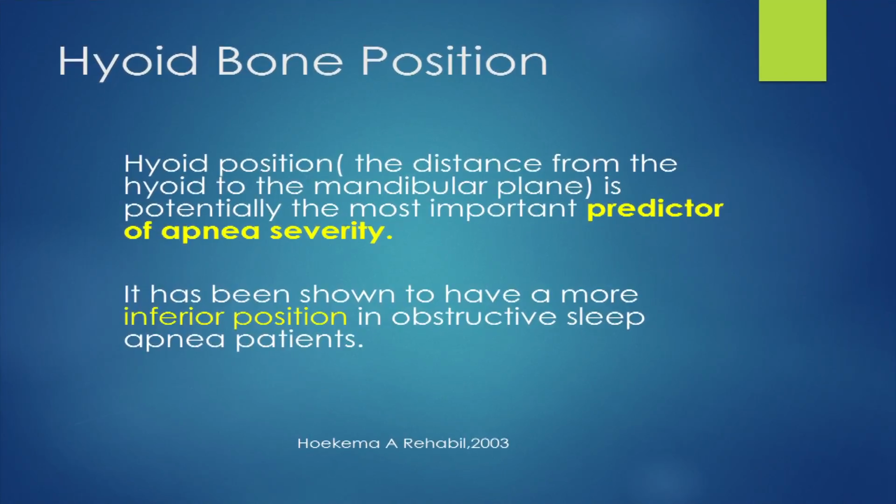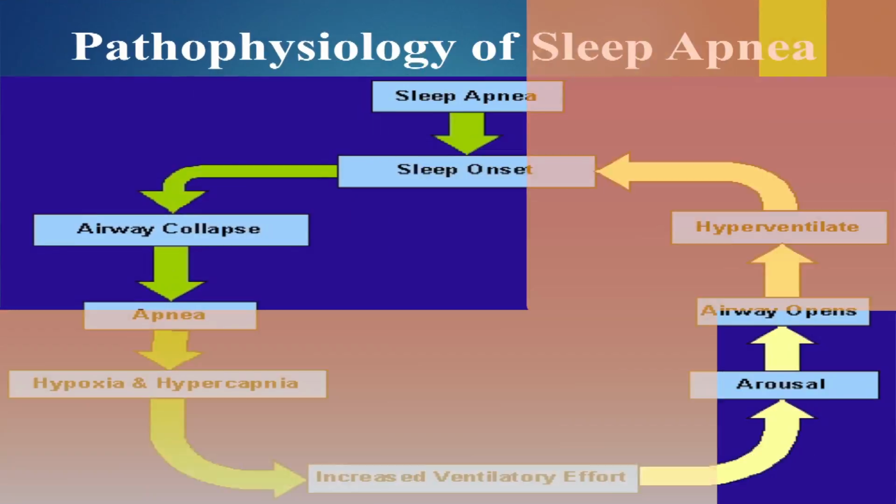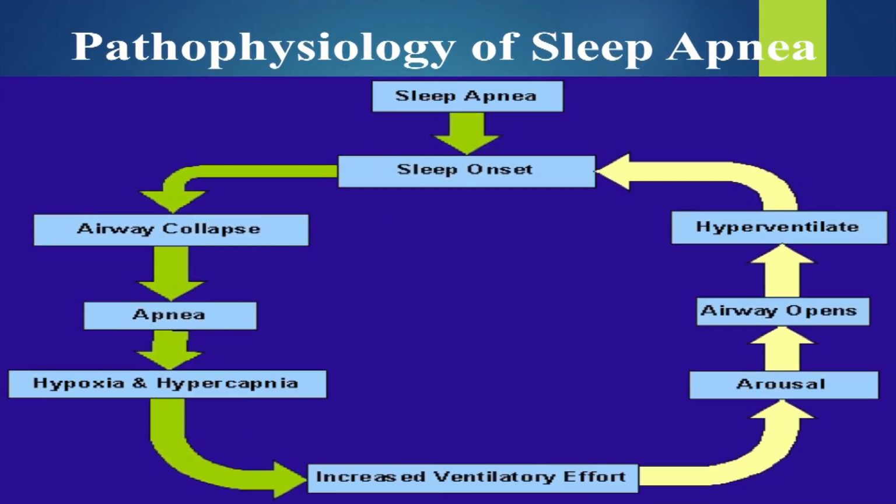Hokema says that the hyoid position is potentially the most important predictor of apnea severity. It has been shown to have a more inferior position in obstructive sleep apnea patients. This flowchart explains very well the pathophysiology of sleep apnea. This is a normal process with obstructive sleep apnea.